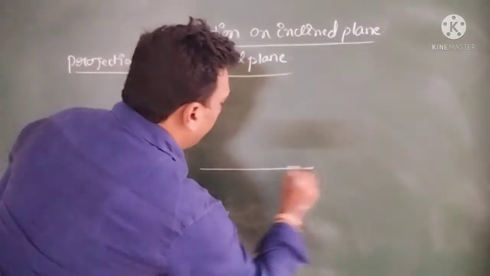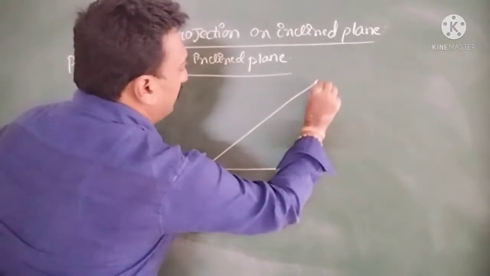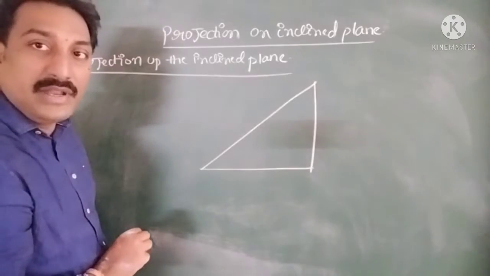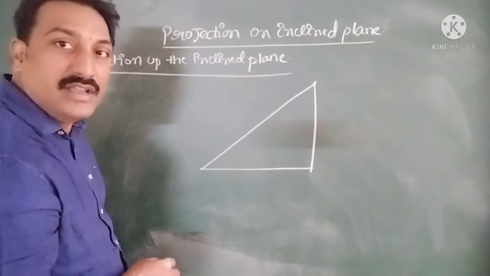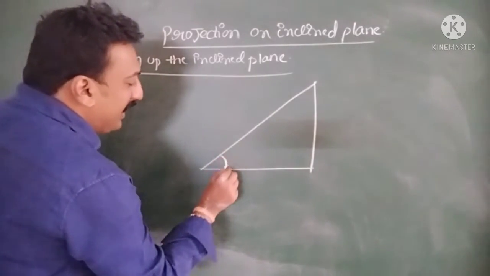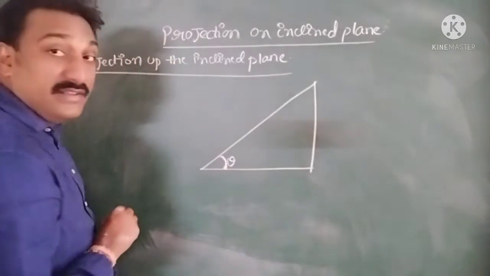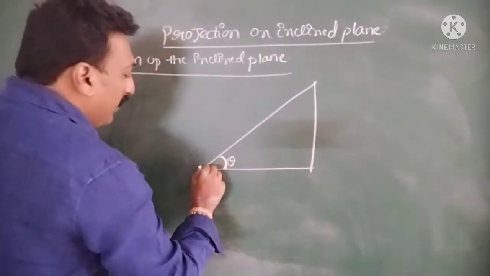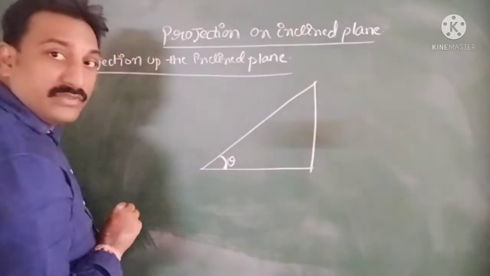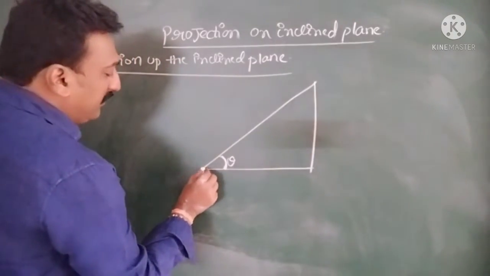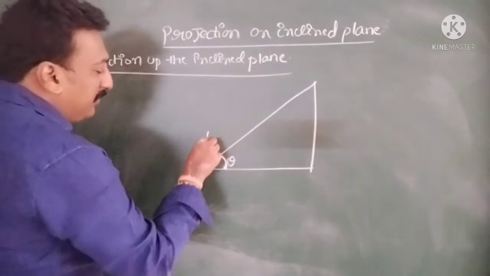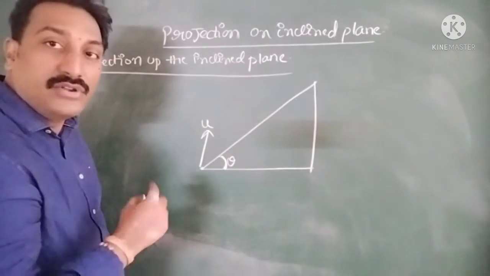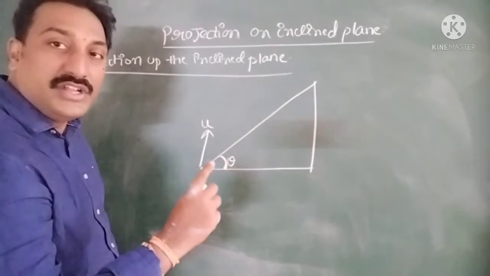What are the factors that are affecting here? Let me assume there is an inclined plane, inclined at an angle of theta. Now there is a body at the foot of this particular point. It has been projected with some particular initial velocity of u.